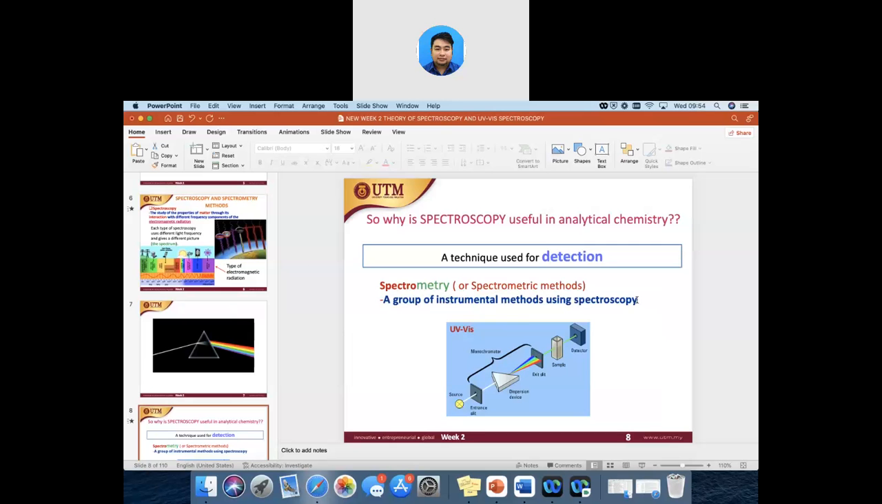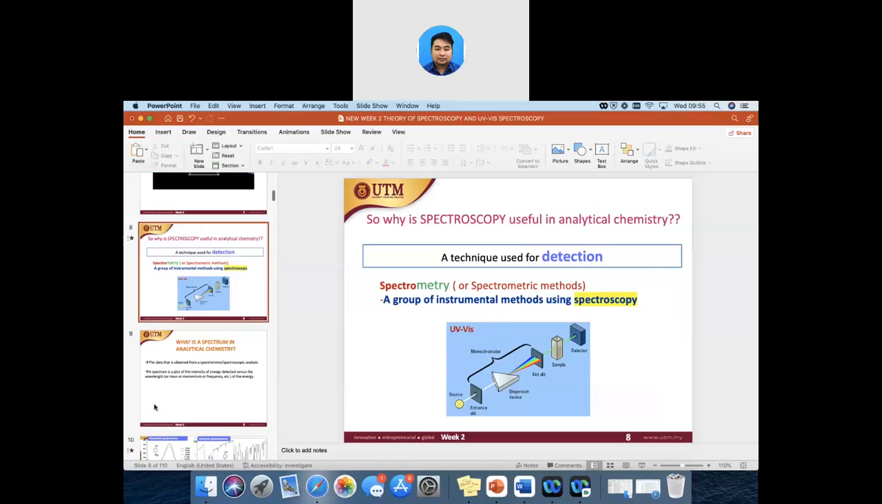Spectrometry ataupun kita panggil spectroscopic methods is a group of instrumental methods using spectroscopy. So spectroscopy is the interaction of matter with electromagnetic radiation. So when we are talking about spectrometry ataupun spectrometric methods, it is a group of instrumental methods. What are the instrumental methods? We have UV visible. We have AAS, atomic absorption. We have ICP. Okay, so all of this we will cover later, but I want to show you the different words. What does it mean?